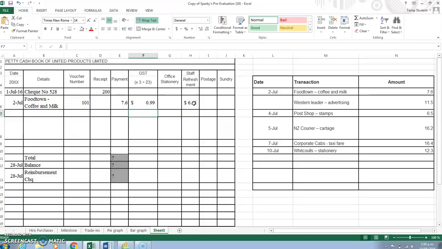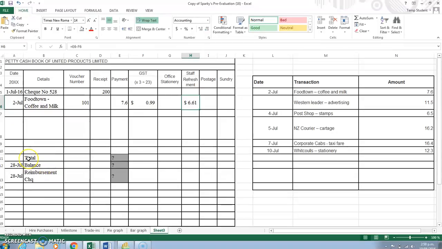Okay, so what we do is click on here, equal, click on our payment and subtract the 99 cents for our GST, and we enter. We get given $6.61. So the process is pretty much the same, taking all of our transactions from here and converting them into our petty cash journal here.